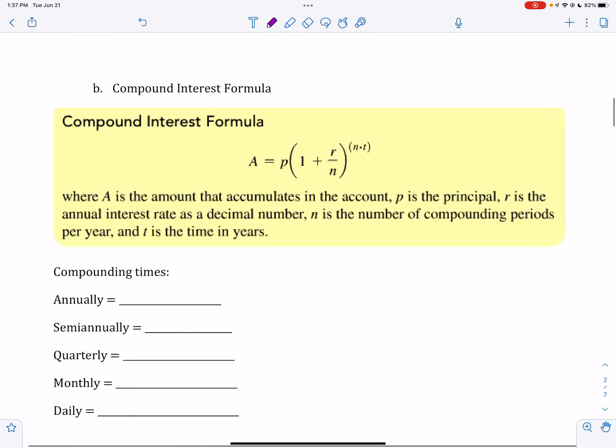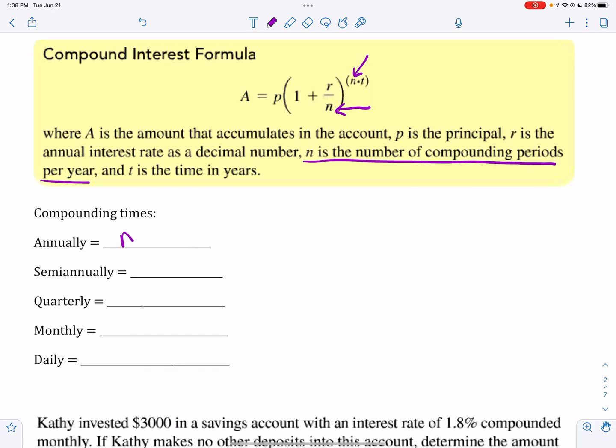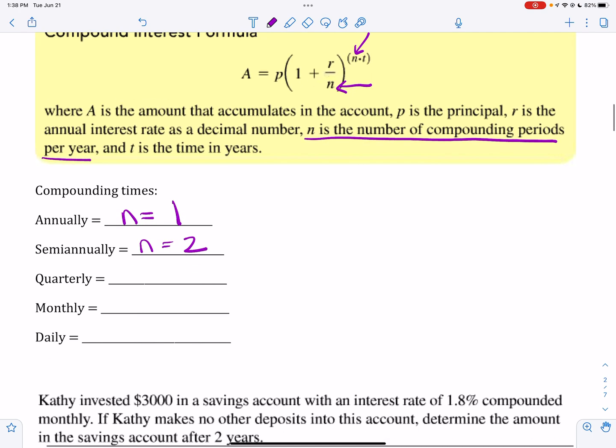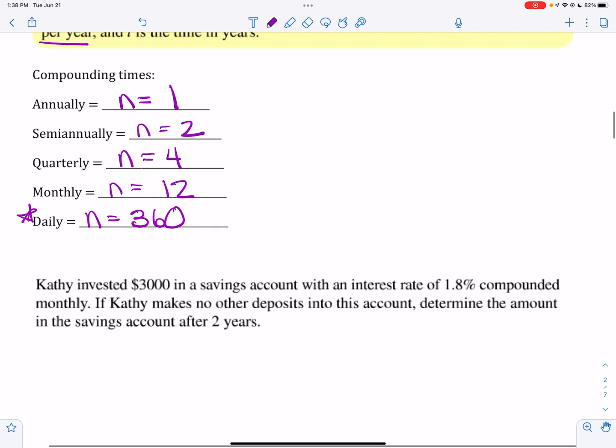So we have a formula that we are going to use for this test. You notice that there is a new number involved in this formula, and that is n. And n is the number of compounding periods per year. So if it's annually, n is equal to 1. If it's semi-annually, n is equal to 2. Quarterly, there are 4 quarters in a year. Monthly, there are 12 months in a year. And daily, remember we use the banker's daily, which is 360, not 365.